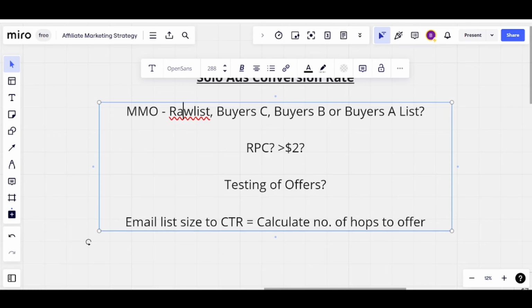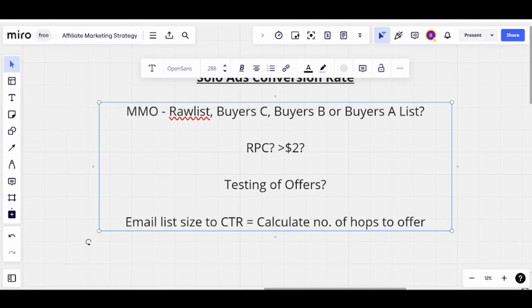Now, why do I say that? Because let's say your opt-in rate is 50%. With a 50% opt-in rate, with 300 clicks that you purchase, that will mean 150 people have entered into your email autoresponder.